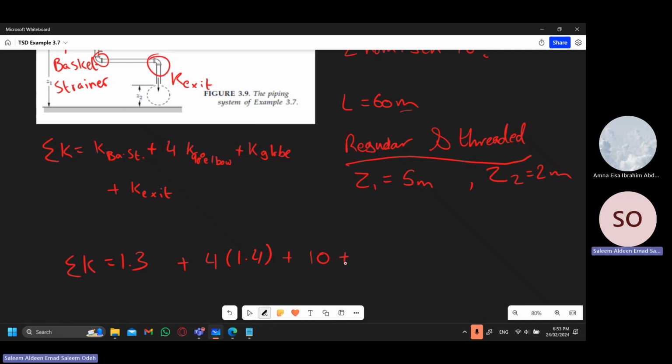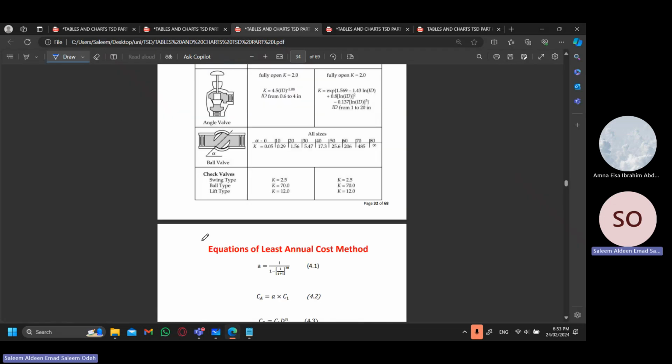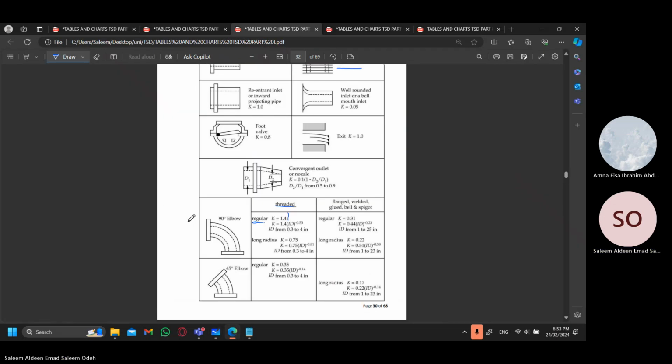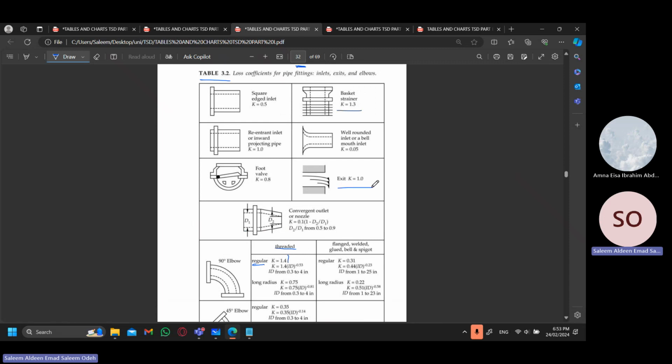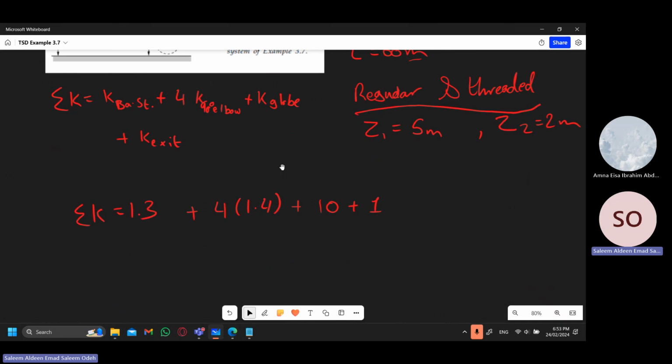plus the K value for the exit, which is 1, which you could see here. Exit K value equals 1. Now adding all three to get the summation of K would be 17.9. Now the K value doesn't have a unit, so you just write 17.9.